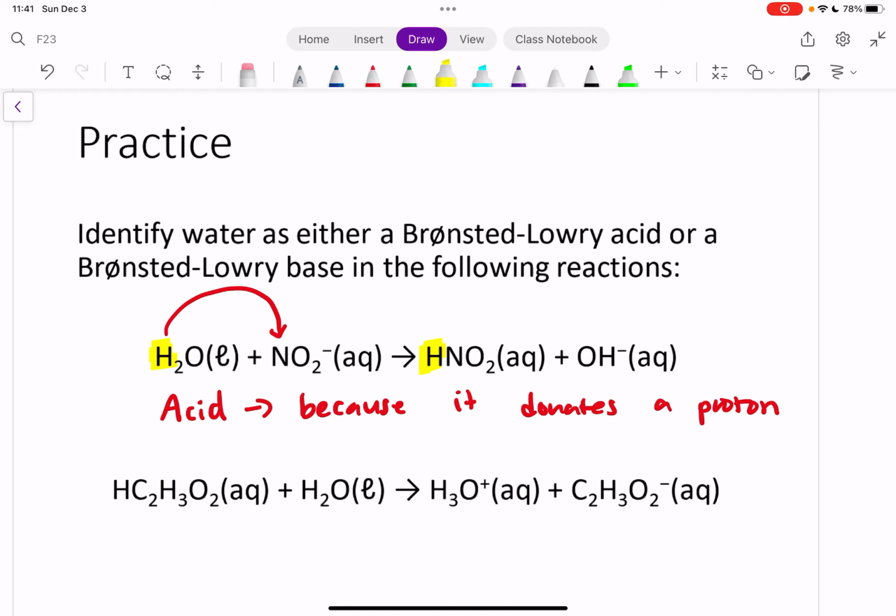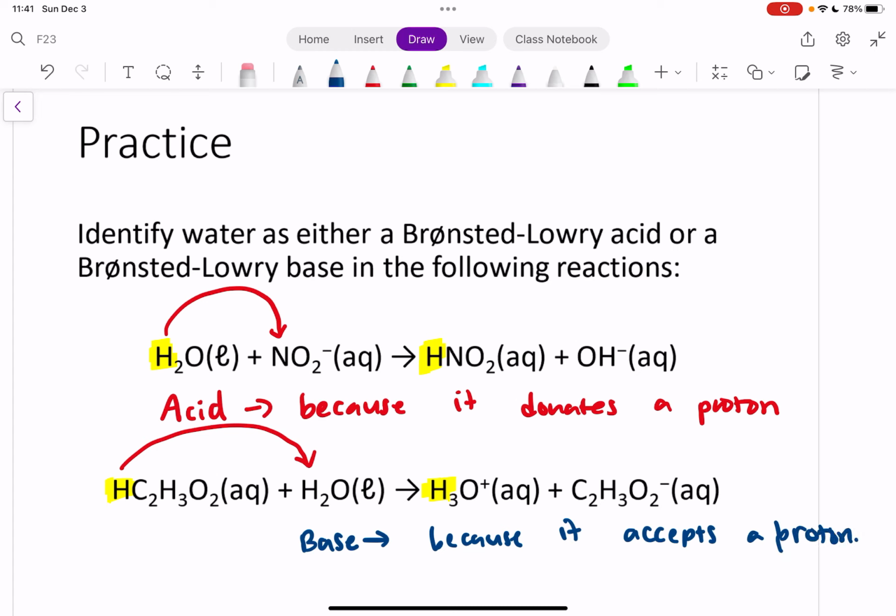What about here? Is water acting as an acid or a base in this next equation? Well, I'm noticing that we get water turning from H2O to H3O plus, which means that water gained a proton from our acetic acid. So here, water is acting as a base because it accepts a proton. So it's really important to figure this out, to be able to know whether water is acting as an acid or a base.